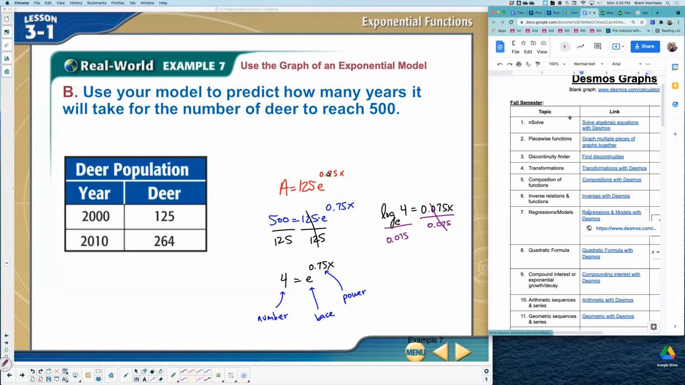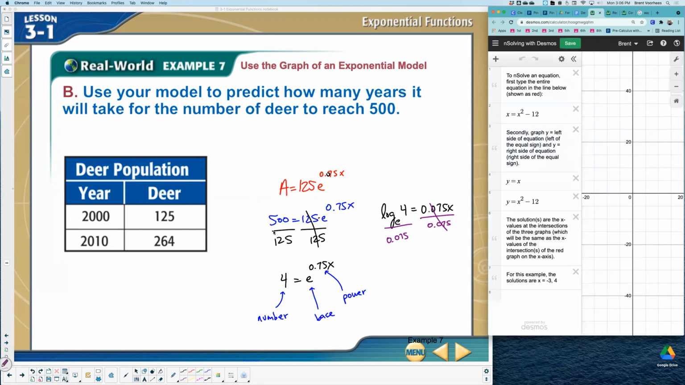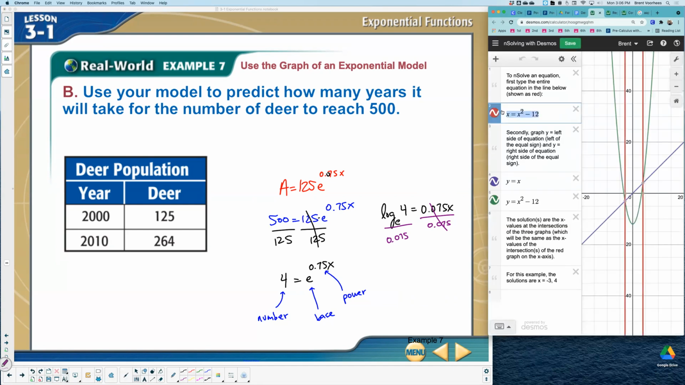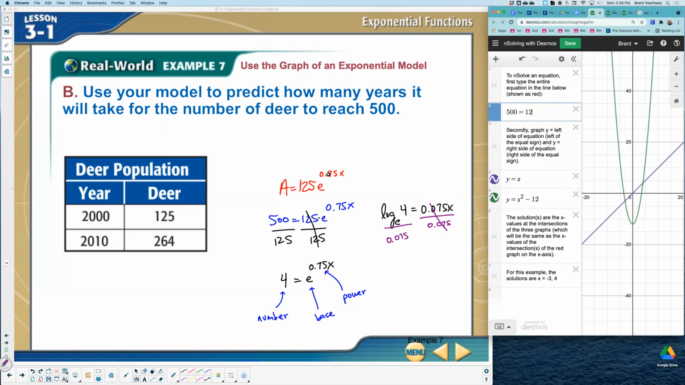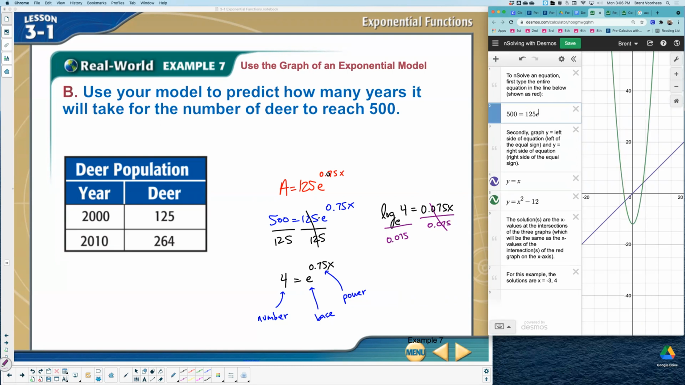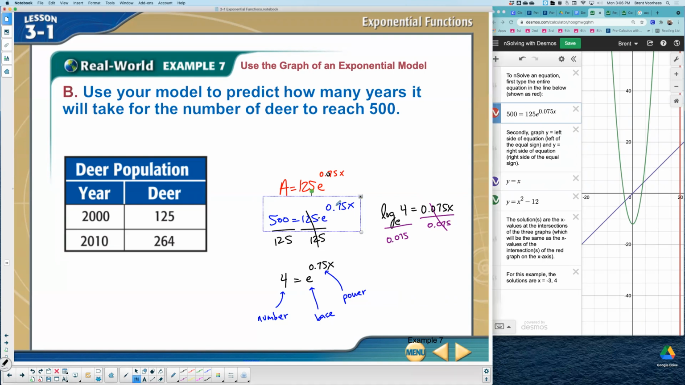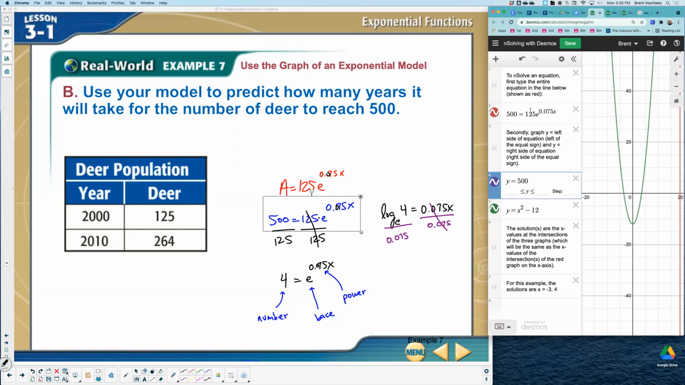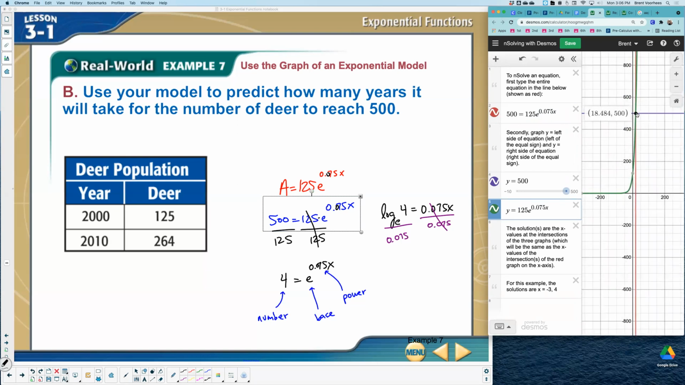So I'm going to come over to my calculators. I do nsolve. And if I were trying to solve this problem originally, I would have just typed it in: 500 equals 125 e to the power of 0.075x, and I realize I don't have that. I need to have that 0 right there and another 0 right there. Okay, and then y equals 500. That means they're going to cross at a height of 500 since that number is constant. And so when I graph this, I need to zoom out to a height of 500, and there's my answer. It should be 18.5 basically.